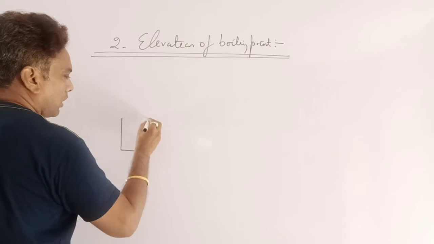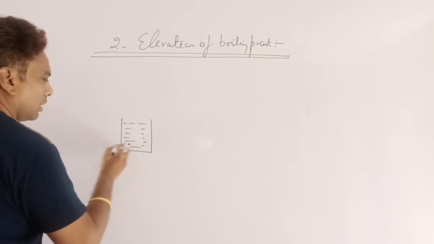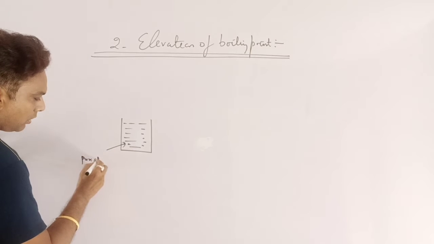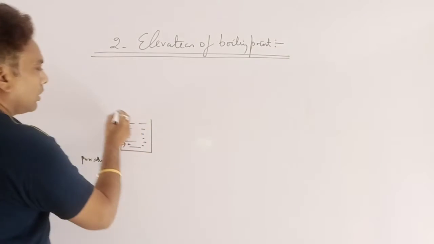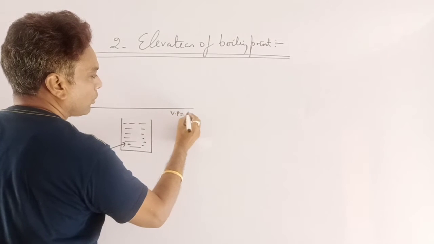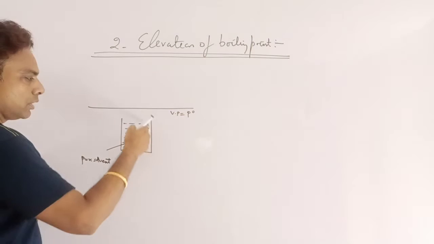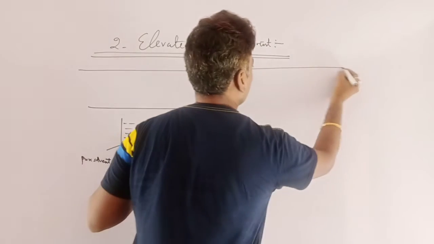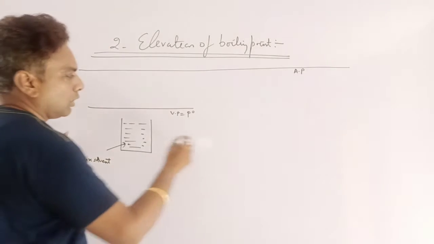This is explained by a simple logic. Like if we take a pure solvent like water, this line shows the vapor pressure of the pure solvent, which is P naught, and this line shows the atmospheric pressure.